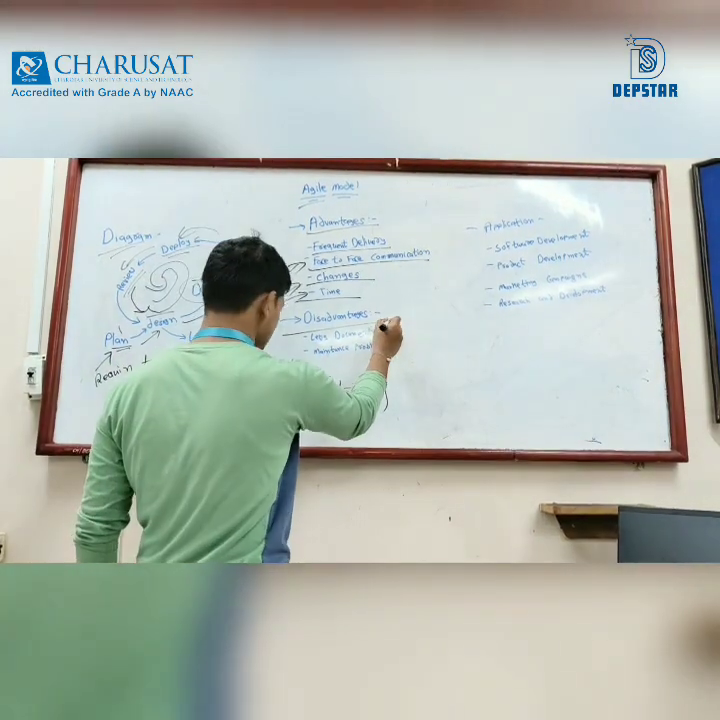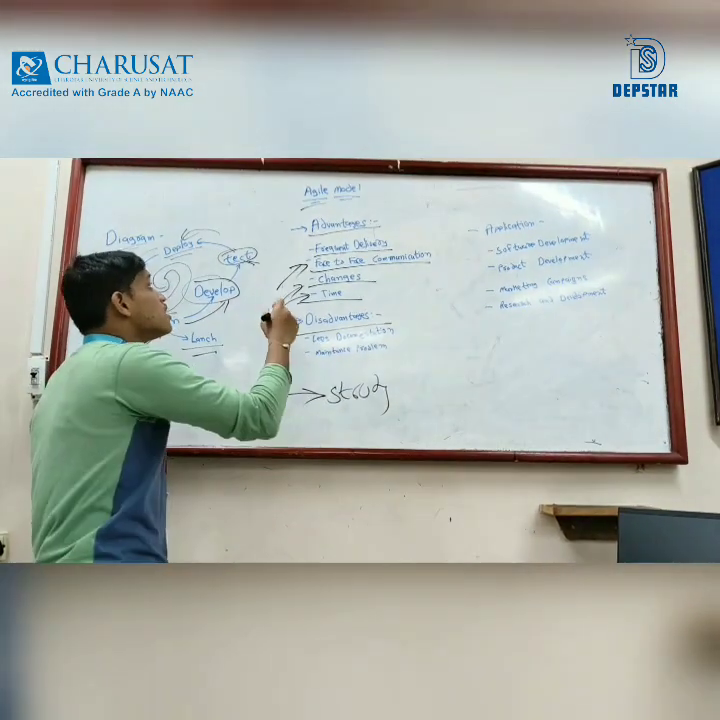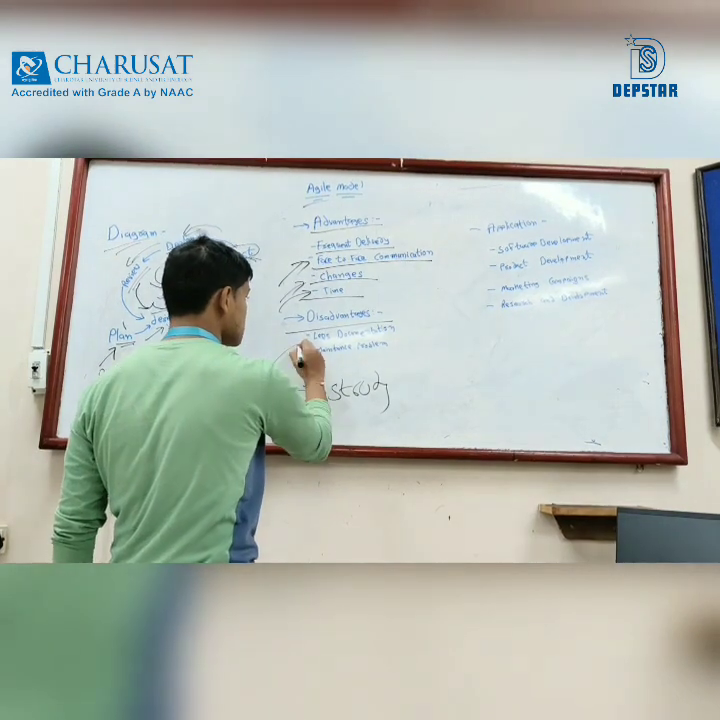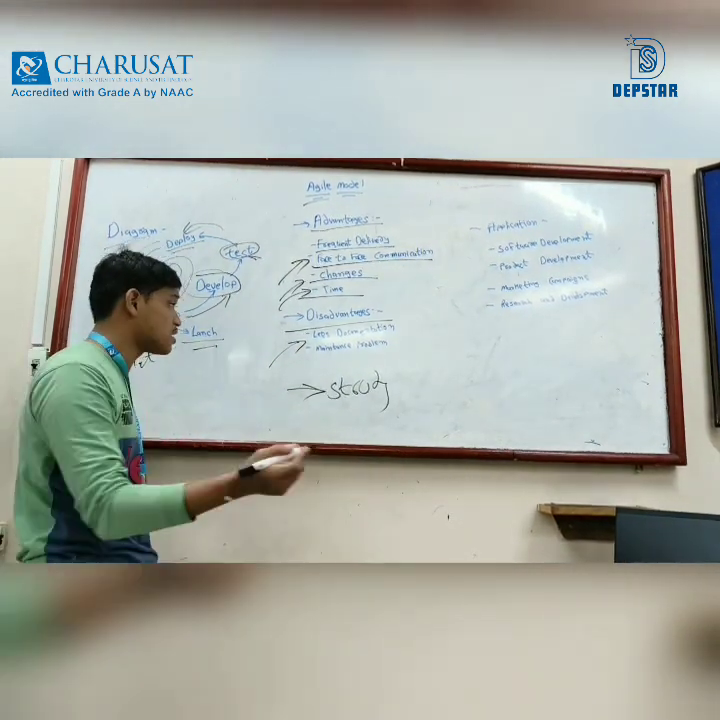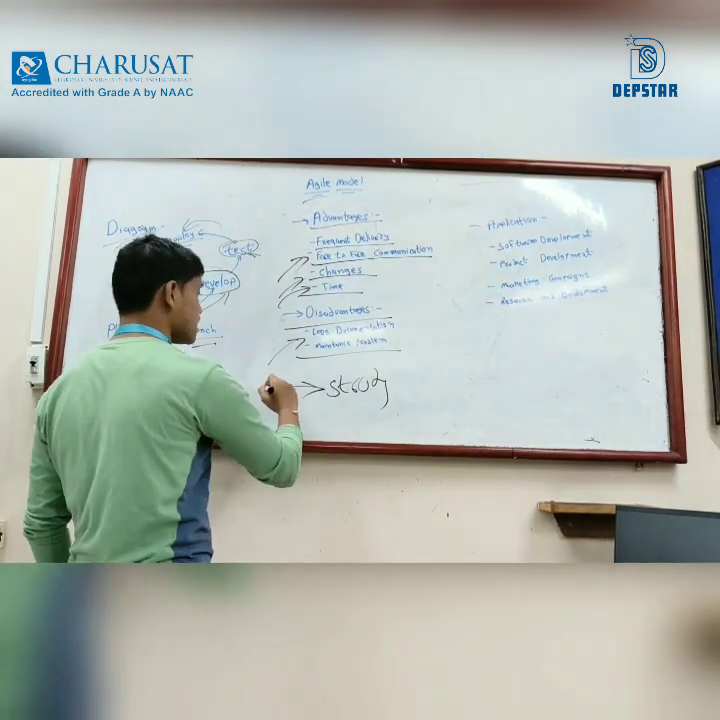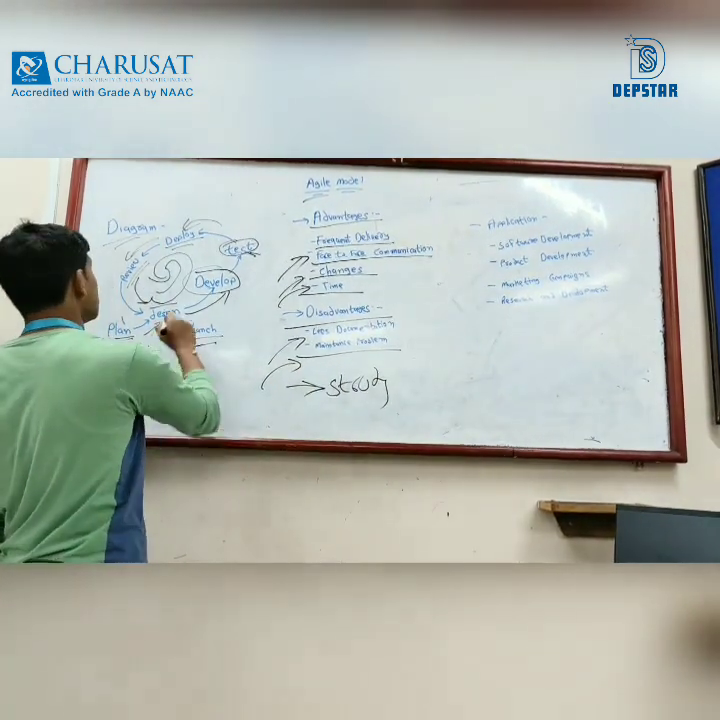These are the disadvantages of the Agile model. First is less documentation. In the Agile model, we use less documentation, and this causes a maintenance problem.